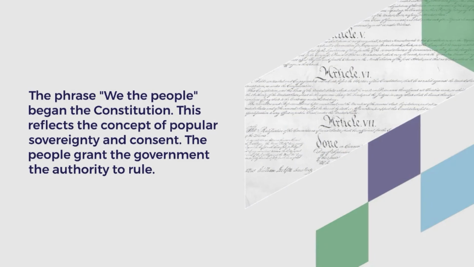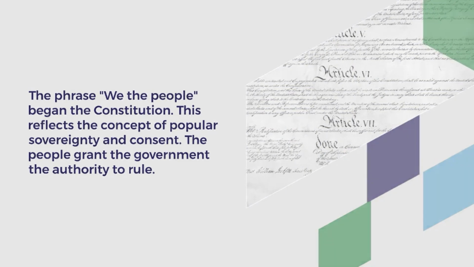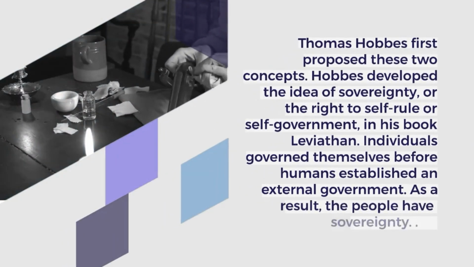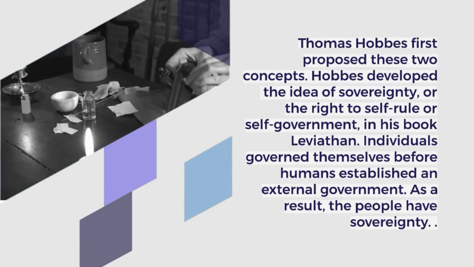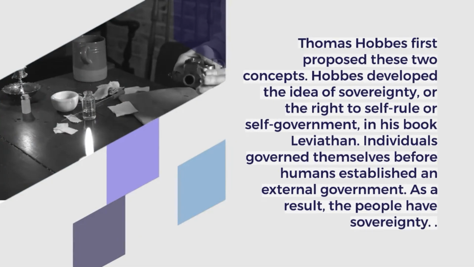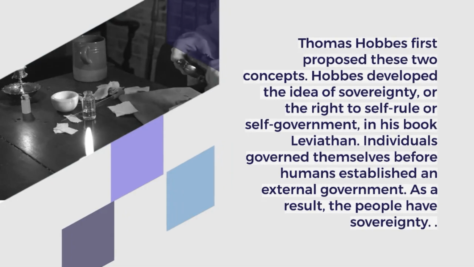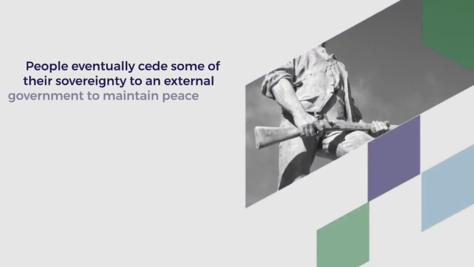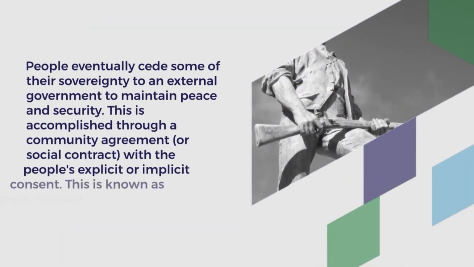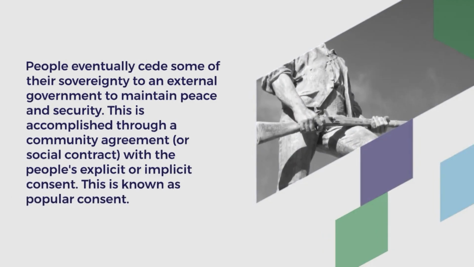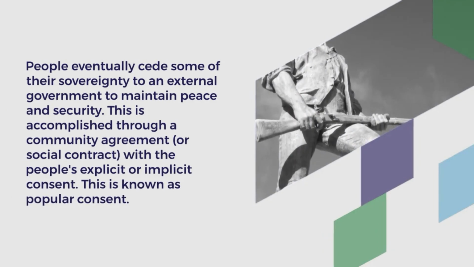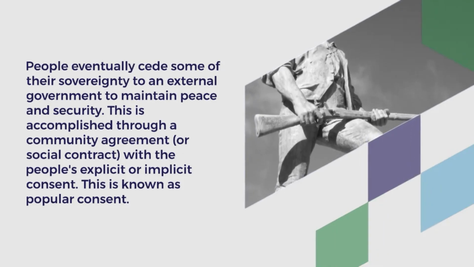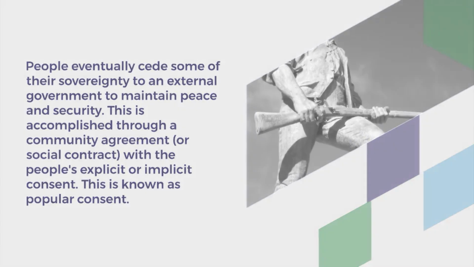Thomas Hobbes, an English philosopher who lived in the 17th century, first proposed these two concepts. Hobbes developed the idea of sovereignty, or the right to self-rule or self-government, in his book Leviathan. Individuals governed themselves before humans established an external government. As a result, the people have sovereignty. People eventually cede some of their sovereignty to an external government to maintain peace and security. This is also accomplished through a community agreement or social contract, with the people's explicit or implicit consent. This is also known as popular consent.